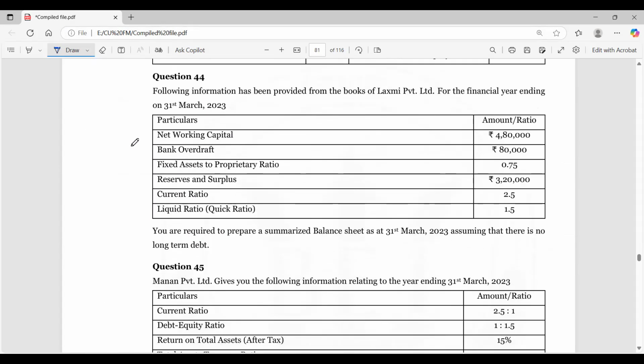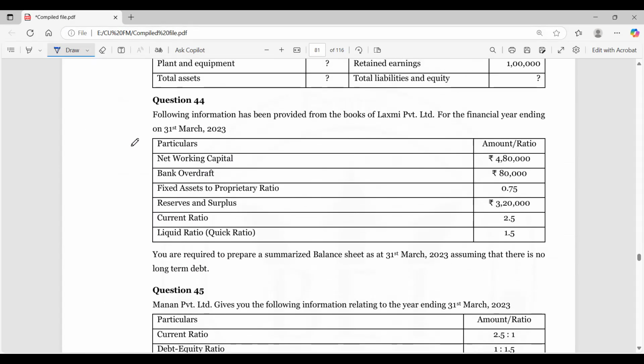Question number 44. Listen, 44 is slightly twisted. Question number 44. Following information has been provided from the books of Lakshmi Private Limited for the financial year ending 31st March 2023. Net working capital is given 4,80,000. Bank overdraft 80,000.